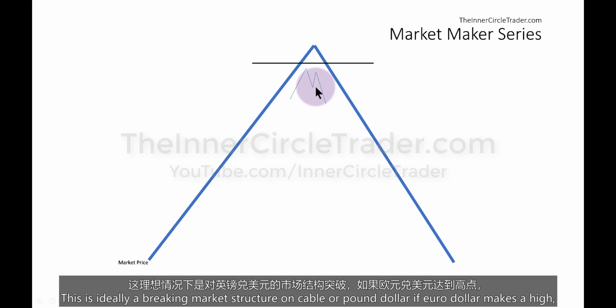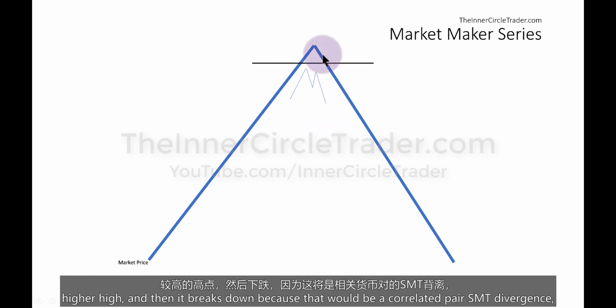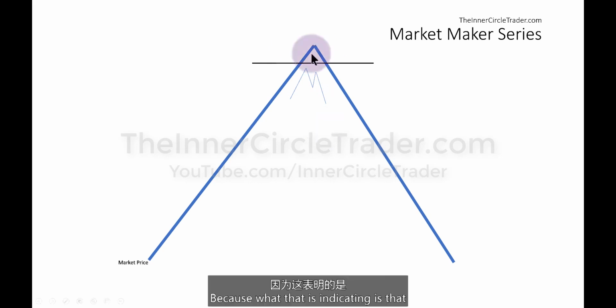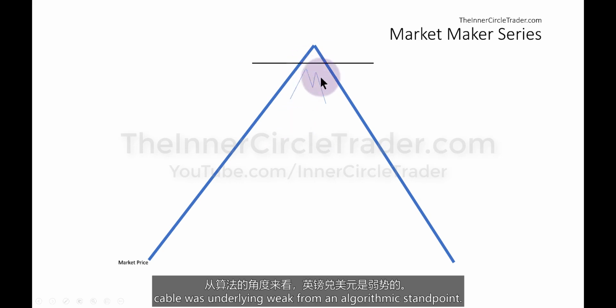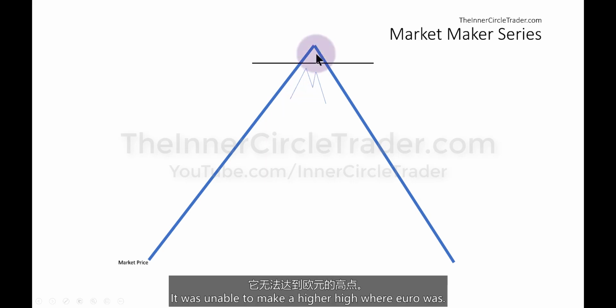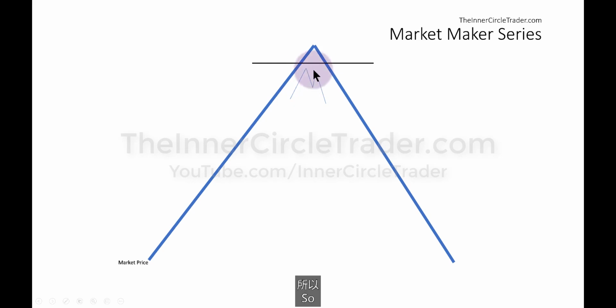This is ideally a break in market structure on cable or pound dollar. If euro dollar makes a high, low, higher high, and then it breaks down, that would be a correlated pair SMT divergence, smart money technique or smart money tool, because what that is indicating is that cable was underlyingly weak from an algorithmic standpoint. It was unable to make a higher high where euro was. And I'm speaking hypothetically, obviously, but that's how I would use this lower high formation.